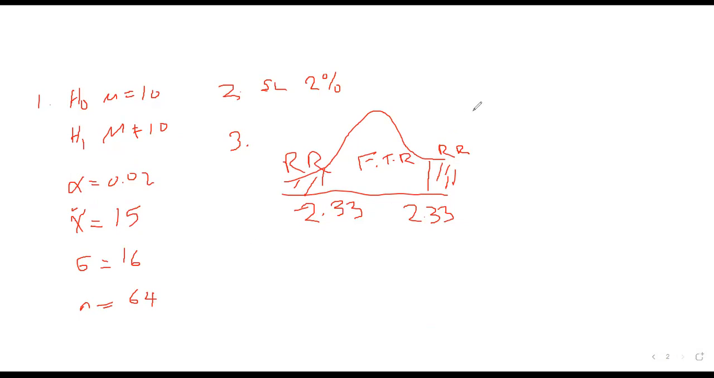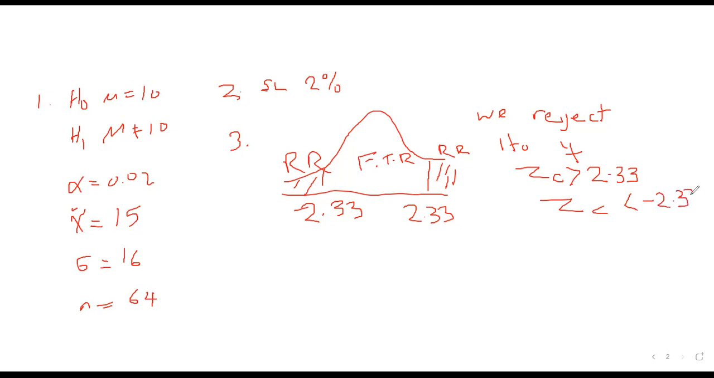Now, our decision rule is simply either stated by this, or you can accompany the words to say we do what? We reject H0. Pardon my handwriting, I'm using a cursor. Reject H0 if Z calculated is greater than 2.33 or Z calculated is less than negative 2.33. These are called our critical values.